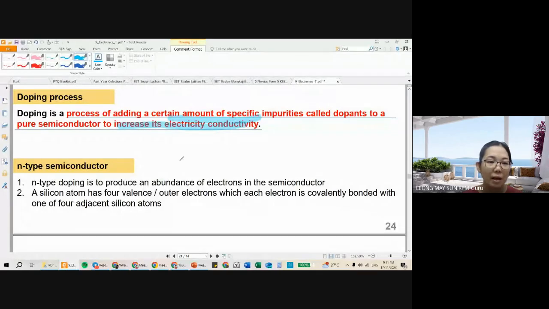So we're going to start with the N type of semiconductor. N type semiconductor is produced by an abundance of electrons. And previously, I did mention one thing: this N represents negative.